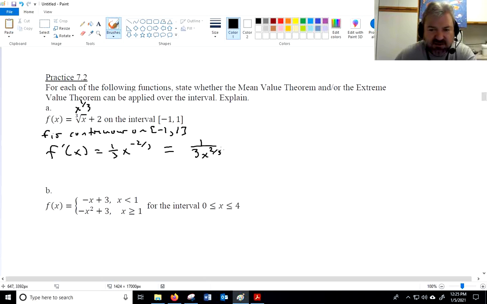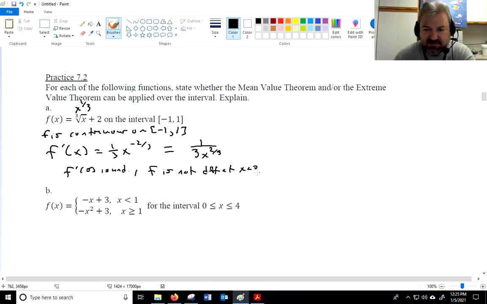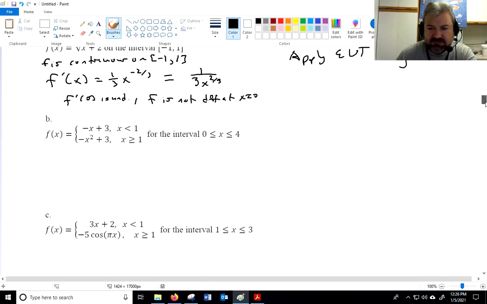Now we still have an odd root because we have a 2/3 for an exponent. So that's not the problem. But now I have a variable in the denominator. So what that means is that f prime of 0 is undefined. So if f prime of 0 is undefined, that means that f is not differentiable at x equals 0. That's what that means, right? So we can apply the extreme value theorem only. Can't apply the mean value theorem because we don't have differentiability from -1 to 1. And you could write all that out, but I'll let you do that.